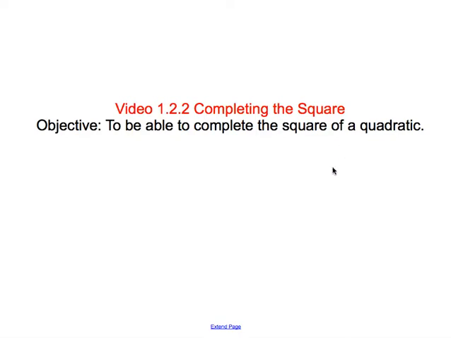This is video 1.2.2. It's completing the square again, so we're going to continue to learn how to complete the square, but we're going to jump in at a little higher level in this video. So we're going to add one more step on to what you've already been doing in class.